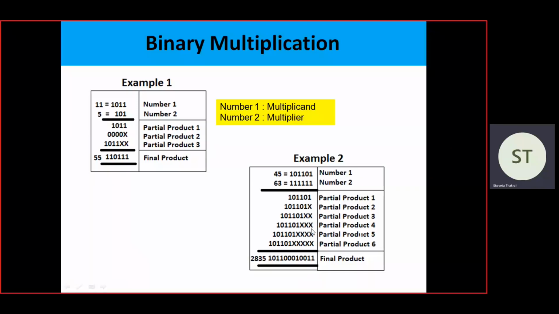The next partial product is shifted left by 3-bit positions by putting 3 cross marks here. Then the next partial product is shifted left by 4-bit positions by putting 4 cross marks, and finally partial product 6 is shifted left by 5-bit positions by putting 5 cross marks. Finally we add all these partial products to get the final product, and we can verify its decimal value as 2835. 45 times 63 must come out as 2835.